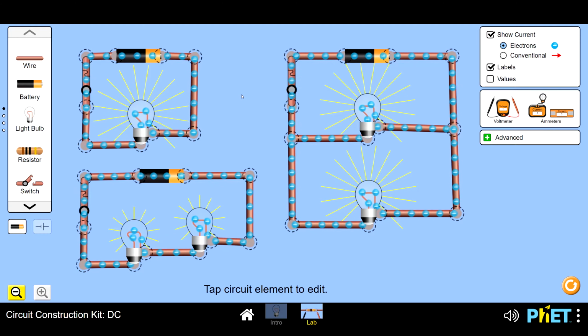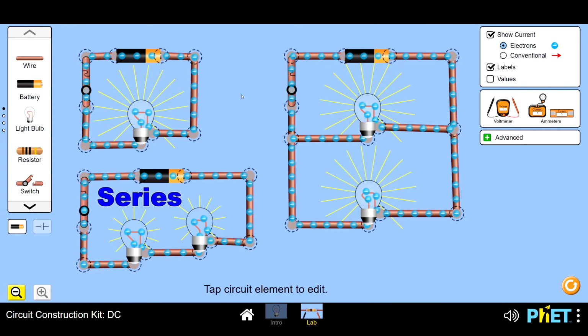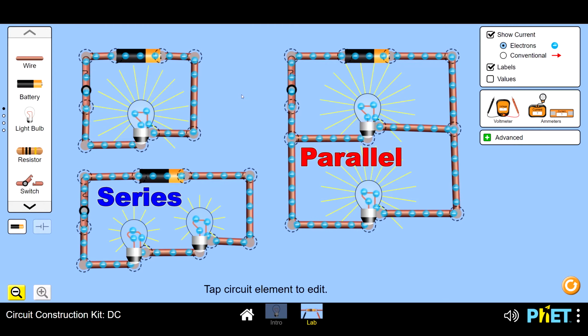Hello everyone. Today we're going to be learning about the difference between two types of ways of arranging a circuit. The two categories of circuits are called series and parallel. Taking circuit components like batteries and bulbs and resistors and arranging them in one of these two ways will help to determine how your circuit is going to behave.